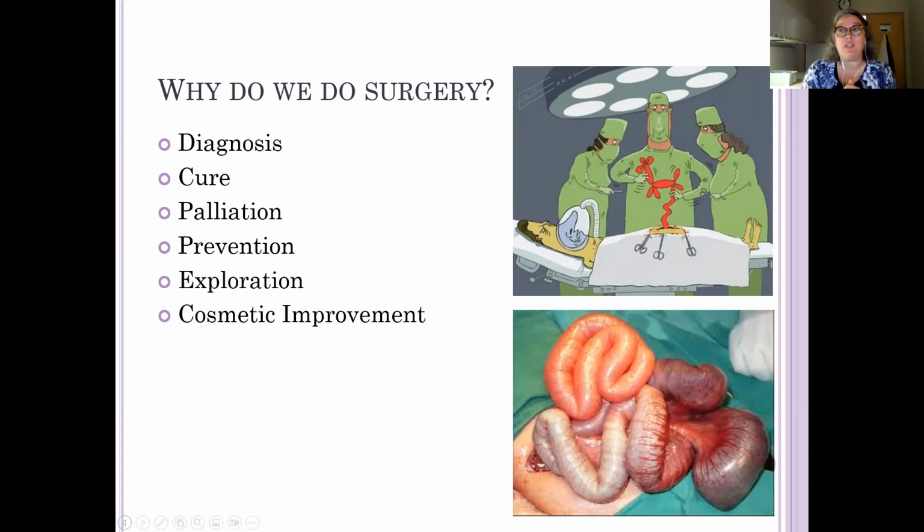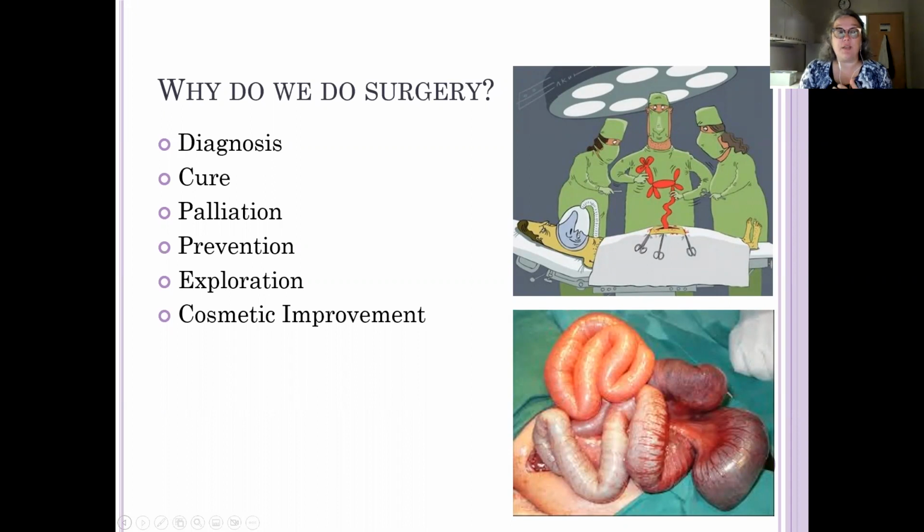We can use palliation. Palliation is removal of pain. So let's say somebody's got a tumor on their spine, or a tumor pressing on something else that's causing a great deal of pain. By removing that tumor or that mass, that is a relief of pain.